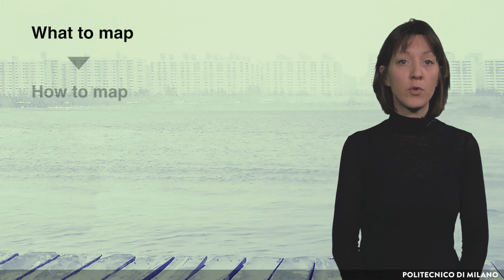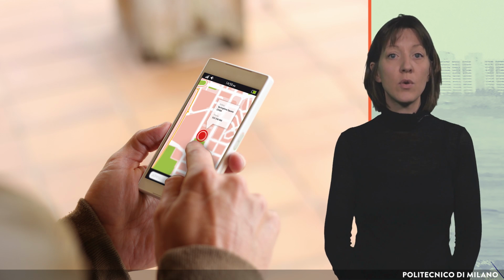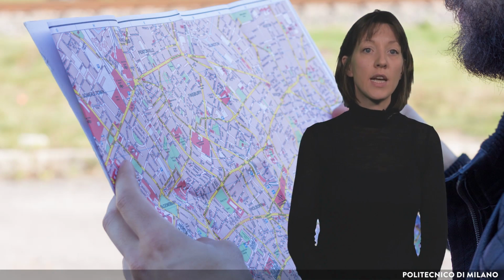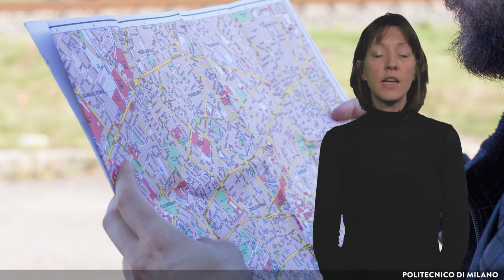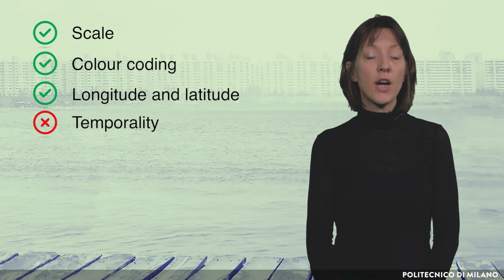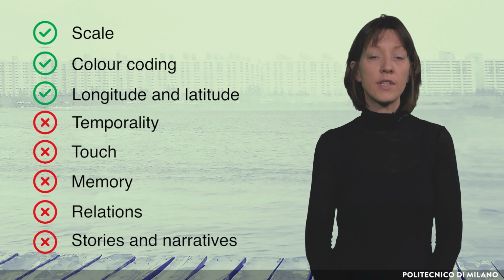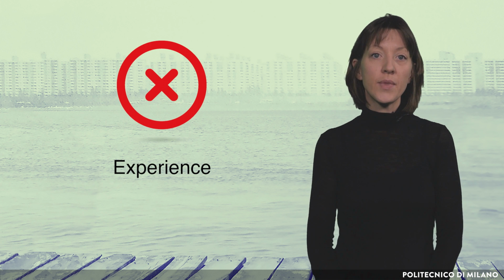Embedded within the question of what to map is the question of how to map. The maps we use in everyday life, such as those available on Google or the paper maps we relied on to navigate in the past, leave out much. Scale, color coding, longitude and latitude do not account for temporality, touch, memory, relations, stories, and narratives. In fact, it is experience that is altogether removed.